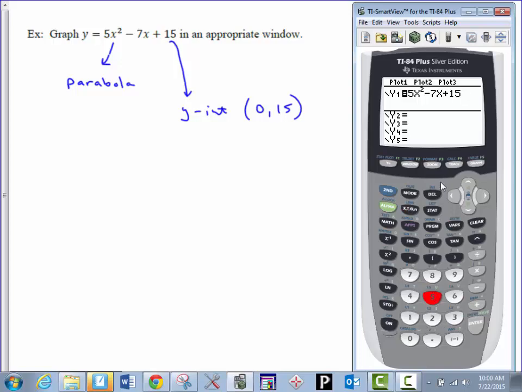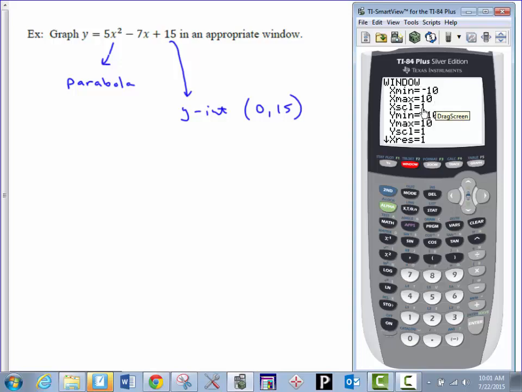Okay, now for our window, we're going to want to go to the button just to the right of the y equals. It's our window button. Press that button. And then we're going to come up with our first best guess. The only thing that I really know for right now is that the y-intercept is (0, 15). That's going to mean that my y maximum would have to be greater than 15. So I'm going to leave my x minimum at -10, x max at 10. The x scale is 1.